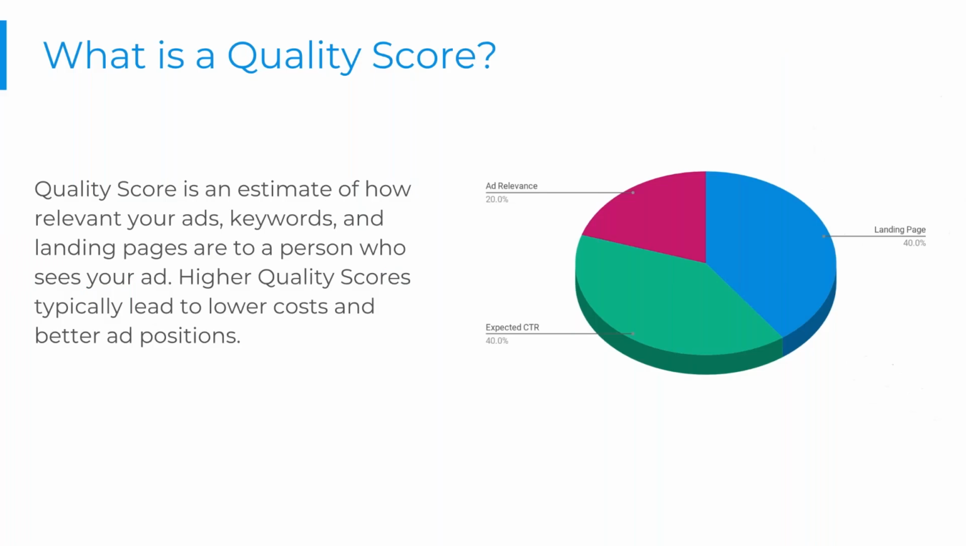So quality score. So what is quality score? Quality score is an estimate of how relevant your ads, keywords, and landing pages are to a person who sees your ad. Higher quality scores typically lead to lower costs and better ad positions. The graph that you see to the right is a representation of each factor that plays into quality score. The weighted percentages that you see do constantly change. It is not something that we have a firm grasp on, so keep that in mind.